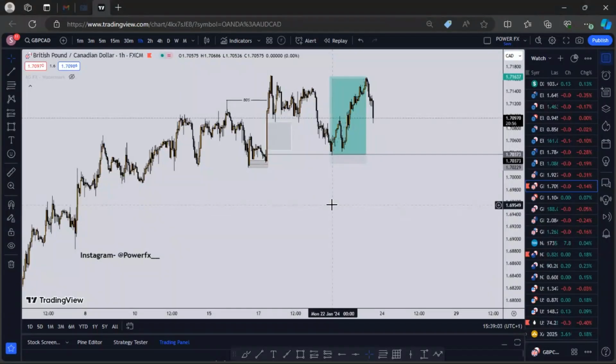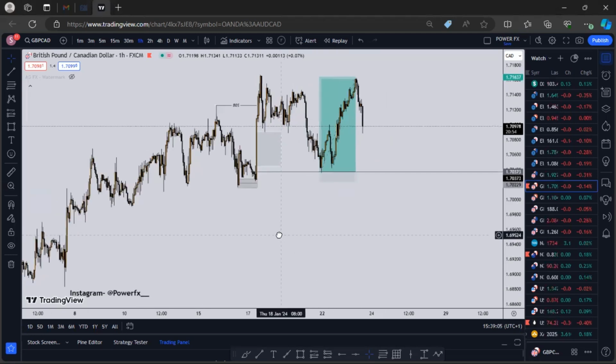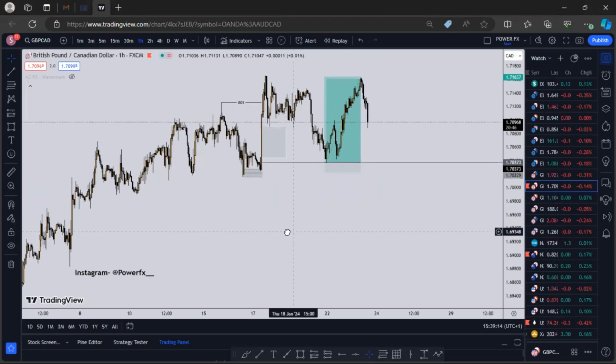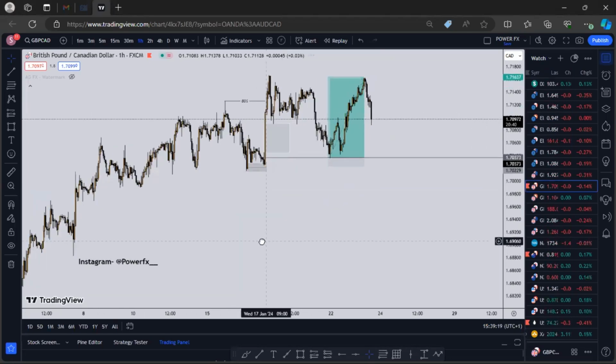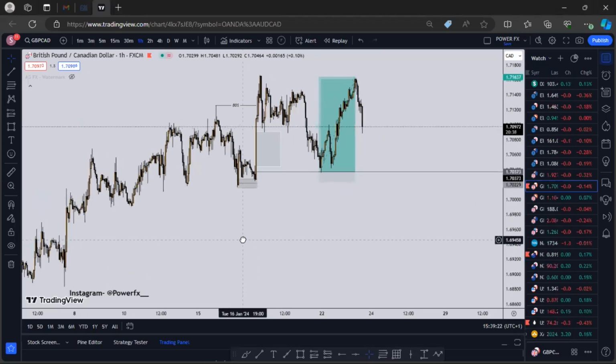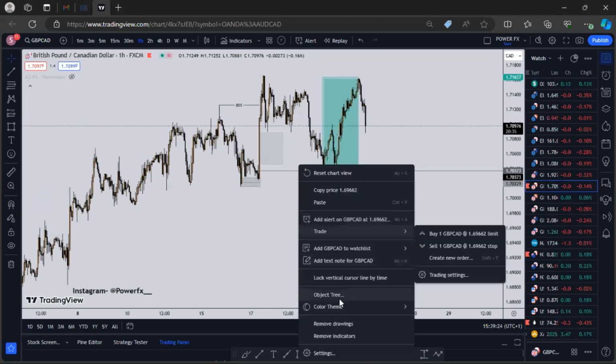All right, guys, so welcome to the chart. This is on GBPCAD, British pound and Canadian dollar. This was a trade that made me 130 pips in the forex market. I'm going to show you guys how I analyzed the trade and what I saw, and how I was able to capitalize on this particular move in the forex market.